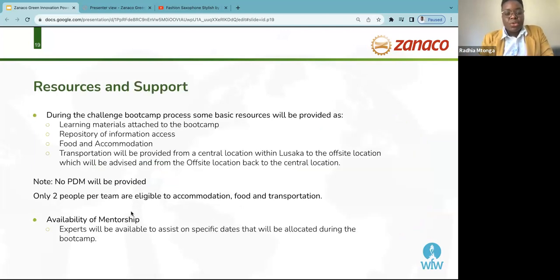And then some of the resources and support that you will receive during the challenge. Of course, learning materials will be provided. We will create a repository of information that you can access. So all the different things that you will learn, there will be somewhere where you can access it and refer to even post the challenge.